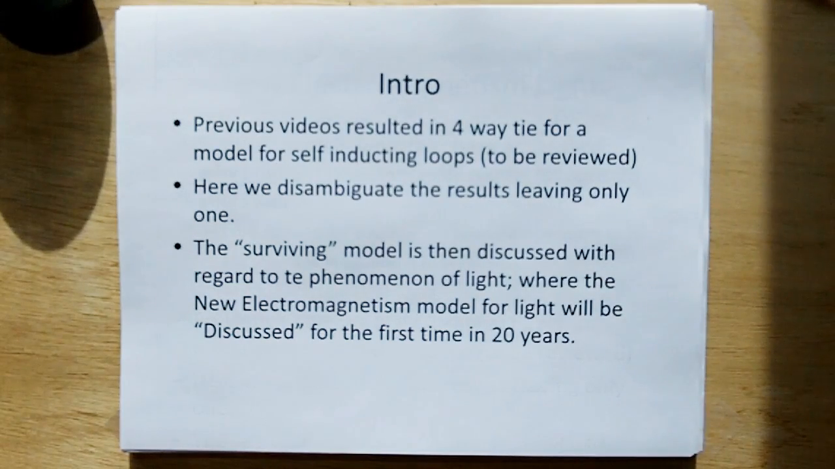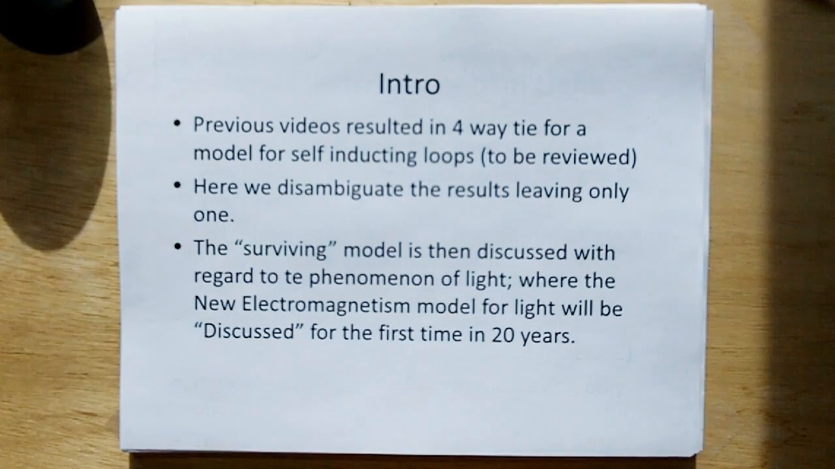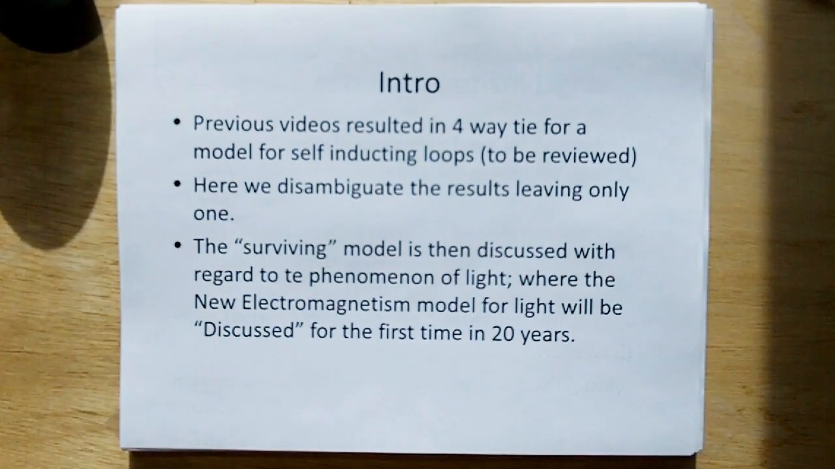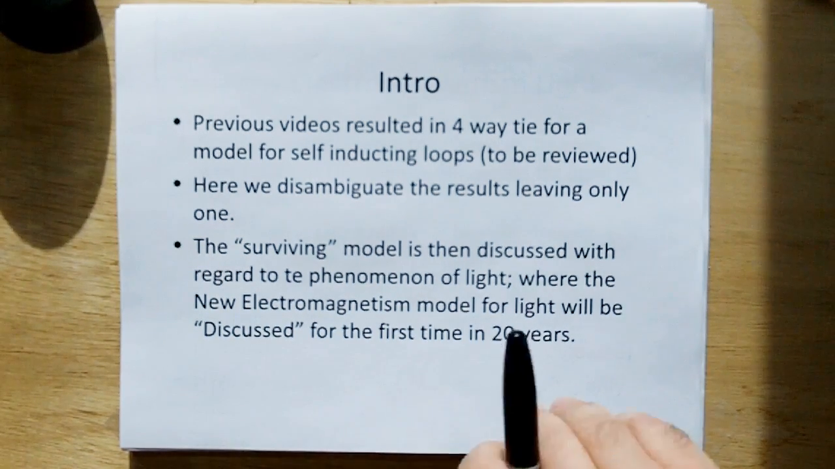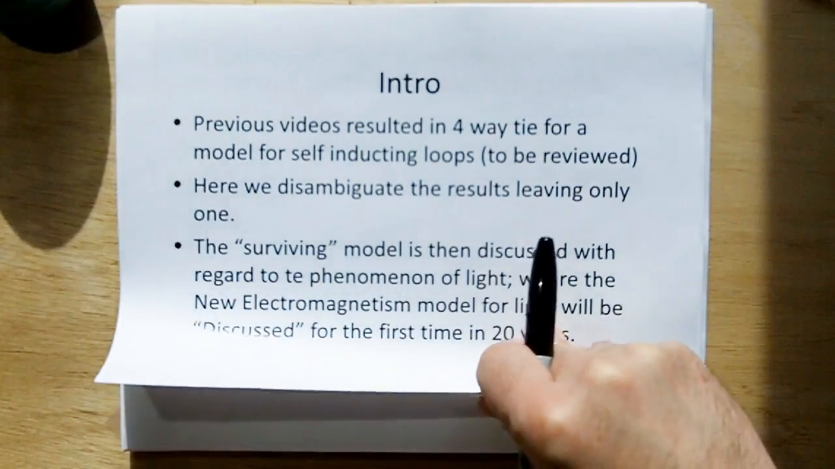In the previous videos, we resulted in a 4-way tie for the model of self-inducting loops, closed loops. And we're going to review that. Here in this video, we're going to disambiguate the results, leaving only one. The surviving model will then be discussed with regard to the phenomenon of light, where the new electromagnetism model for light will be discussed for the first time in 20 years.